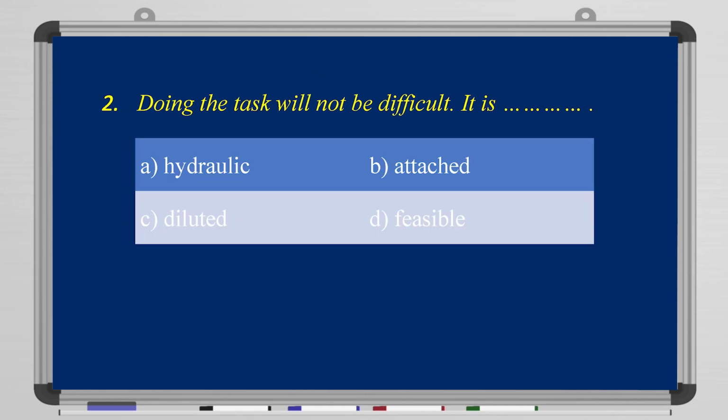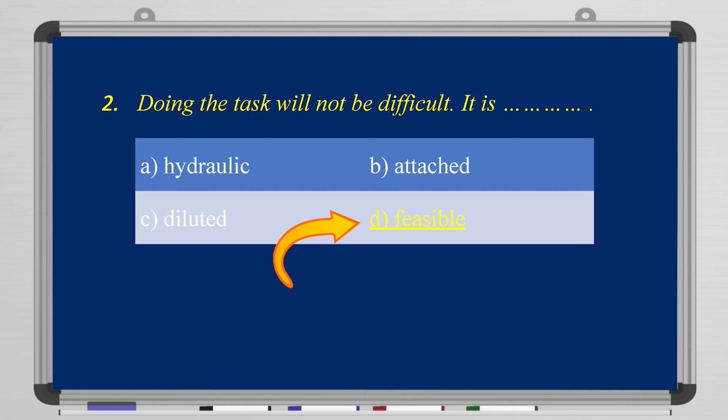So let's take a look at the second question. Doing the task will not be difficult. It is blank. A, hydraulic. B, attached. C, diluted. D, feasible. So it's not difficult. It's easy. It's possible. What do you think? Take a moment here and think about it before you answer. The correct answer is feasible.